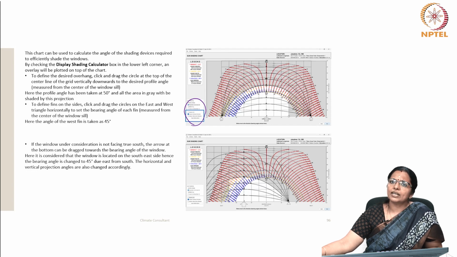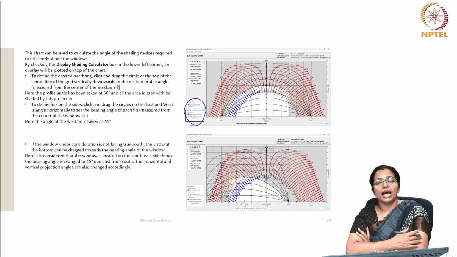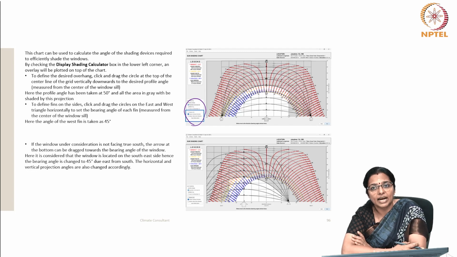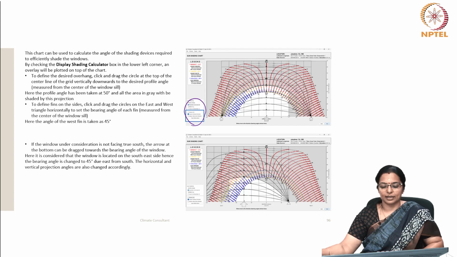If the window under consideration is not facing true south, the arrow at the bottom can be dragged towards the bearing angle of the window. Here it is considered that the window is located on the southeast side. Hence, the bearing angle is changed to 45 degrees due east from south. The horizontal and vertical projection angles are also changed accordingly.